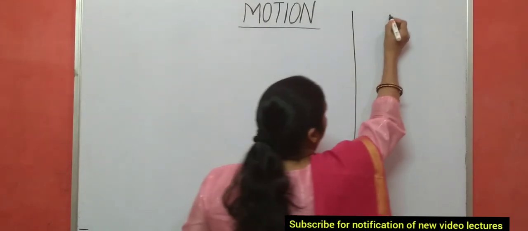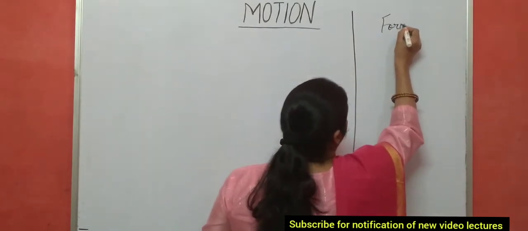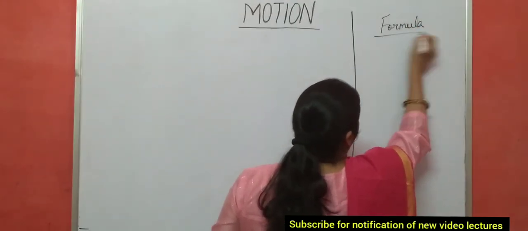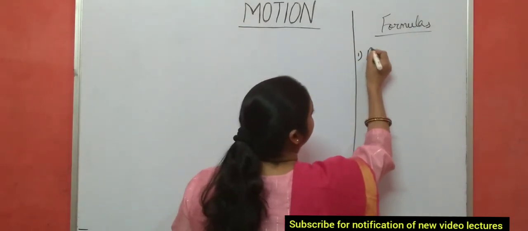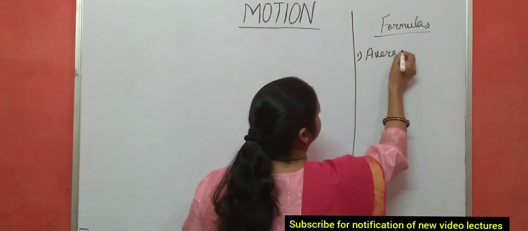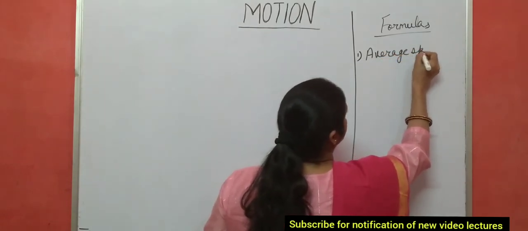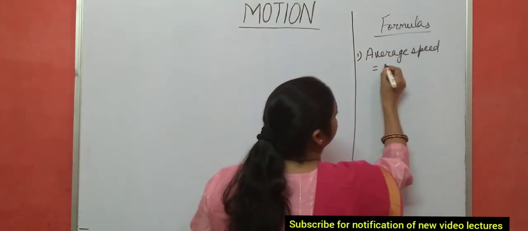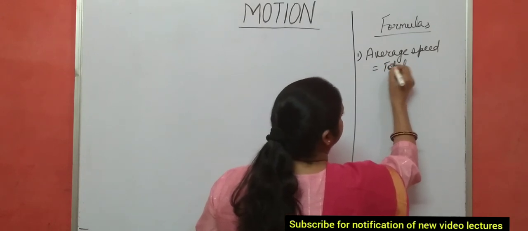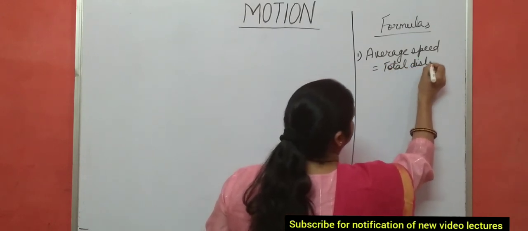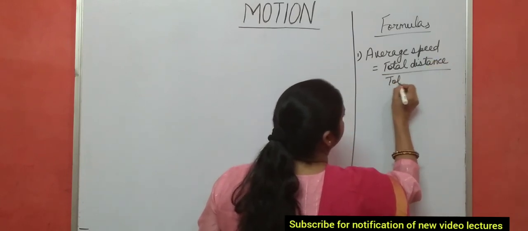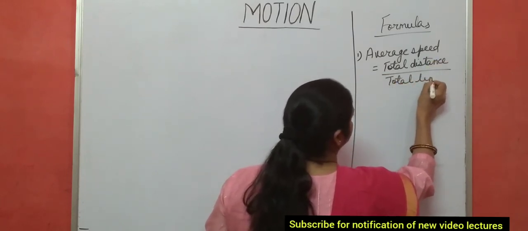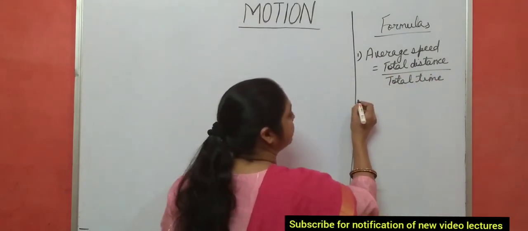So number one formula which we already discussed, that is average speed. What is the formula for average speed, right? So average speed is equal to total distance traveled by total time taken, right? This is the formula for average speed.